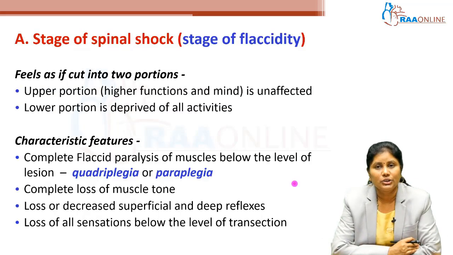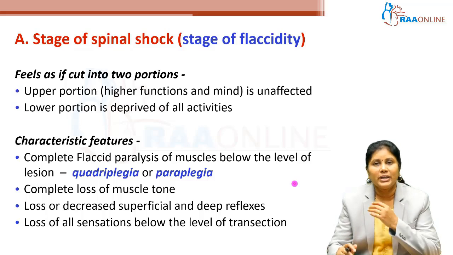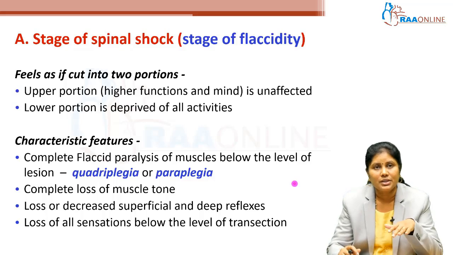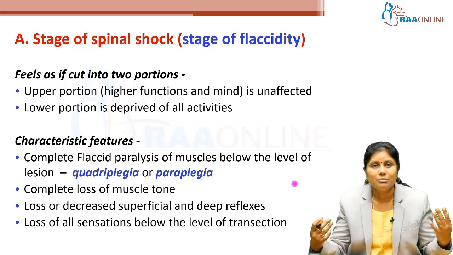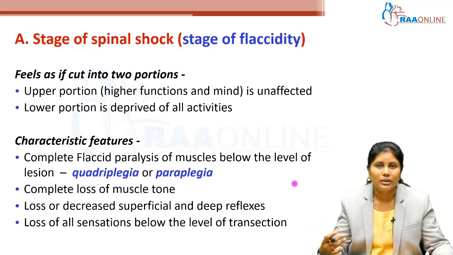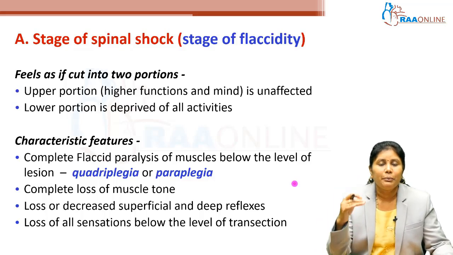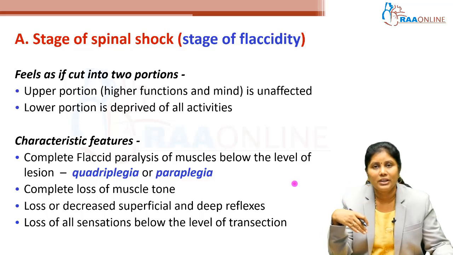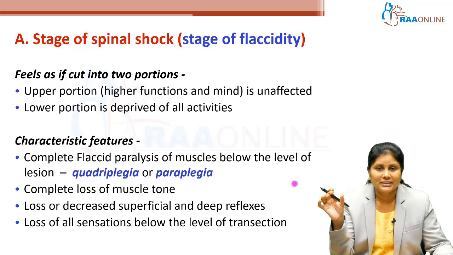First, the stage of spinal shock. This is also called the stage of flaccidity. That means there is no tone of the muscles in this stage. The patient actually feels as if he is cut into two halves. The upper half will be normal, and he can feel and move the limbs completely normally. The part of the body above the lesion will be completely normal, whereas the part below the lesion will be deprived of all functions, including sensory, motor, autonomic, every function will be lost. This is the stage of flaccidity, which will be present for a small period of time.